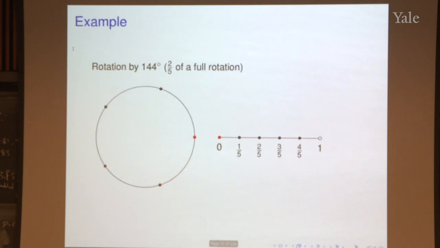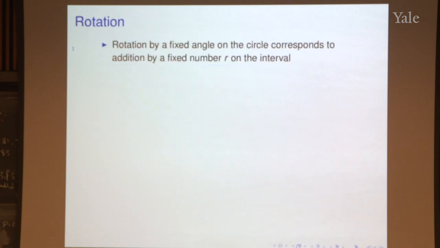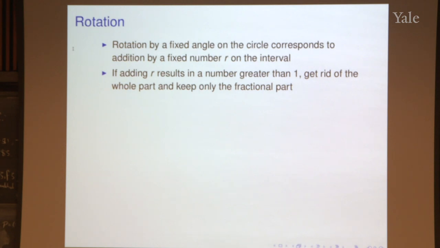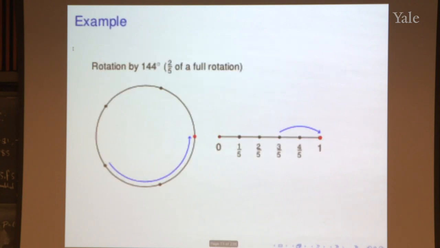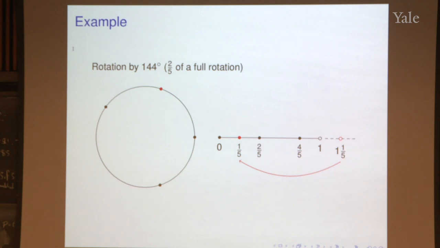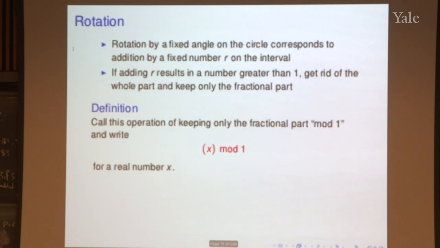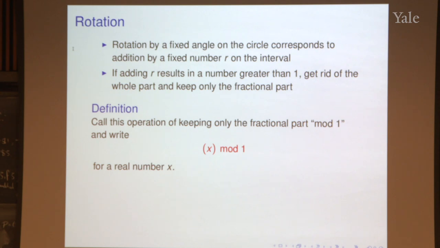So what is happening here? It seems like on the interval, rotation by a fixed angle on the circle corresponds to addition by a fixed number, right? In this case, 2/5. But we have this additional rule that if adding the number r results in a number greater than 1, then we need to get rid of the whole part and keep only the fractional part. Remember, that's what happened when we got to 1 1/5. We had to move it back into the unit interval by getting rid of the whole part, right? OK. So call this operation of keeping only the fractional part of a number, call that reducing it mod 1.